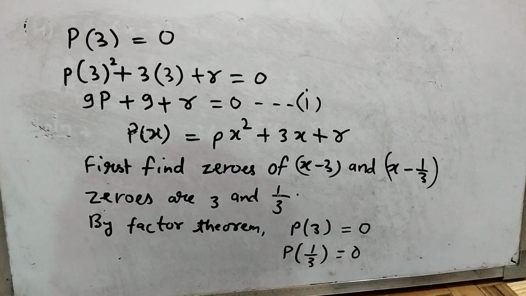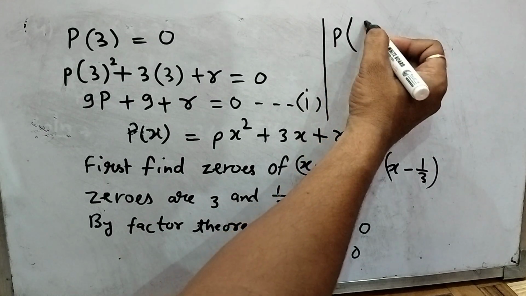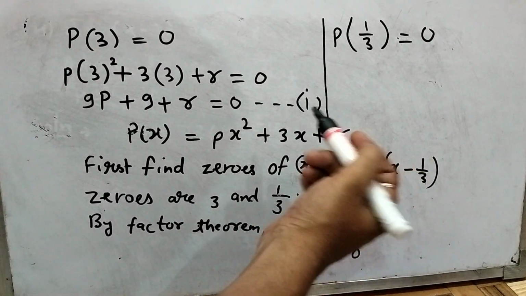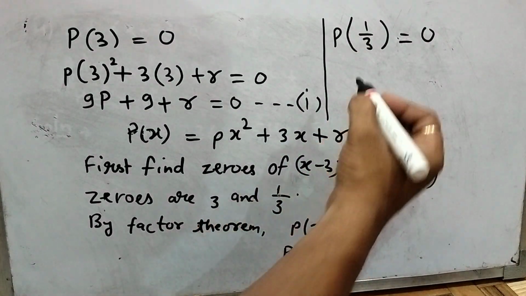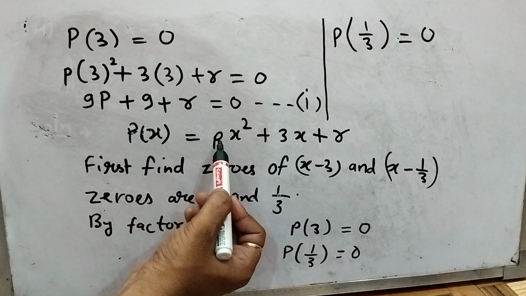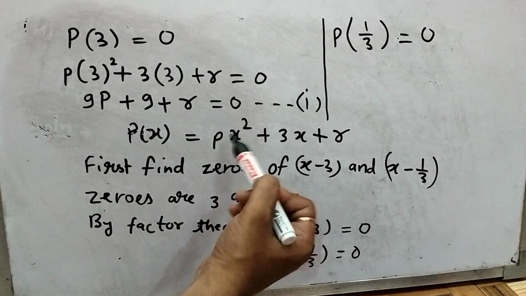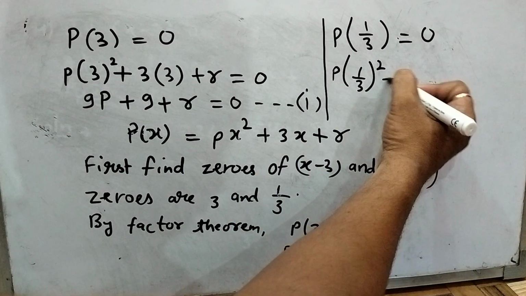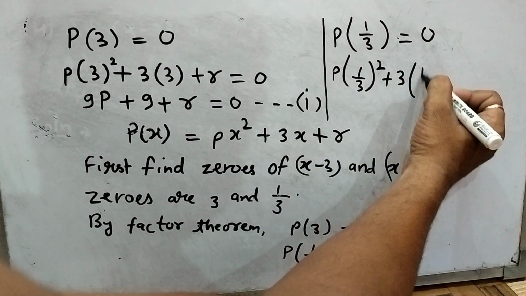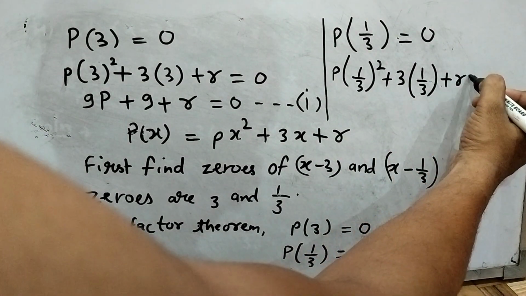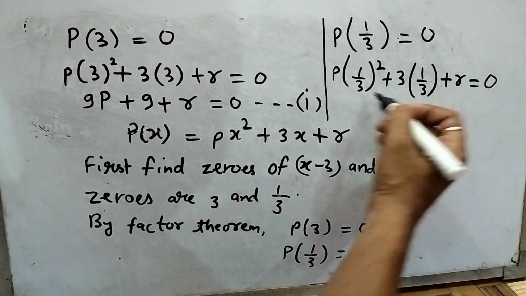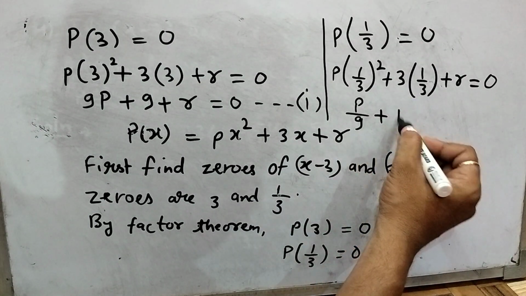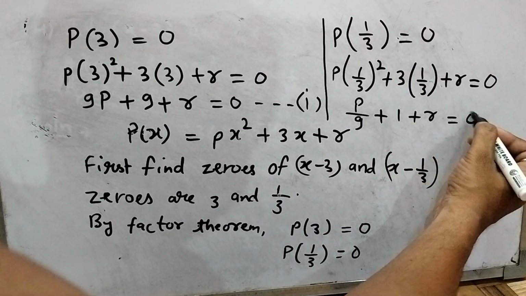Now to find the second equation, we place P of 1 by 3 equal to 0, because x minus 1 by 3 is also one of the factors. So by the factor theorem, P of 1 by 3 will also be 0. We need to place the value x equal to 1 by 3 here. So small p of 1 by 3 whole square plus 3 of 1 by 3 plus r equal to 0. This is the second equation. It will be p upon 9 plus 3 cancel 1 plus r equal to 0.